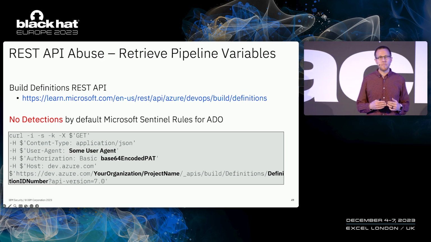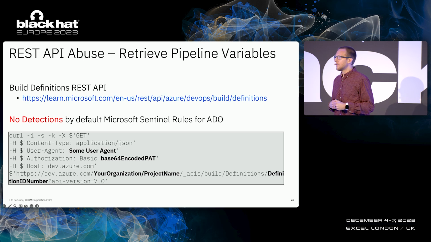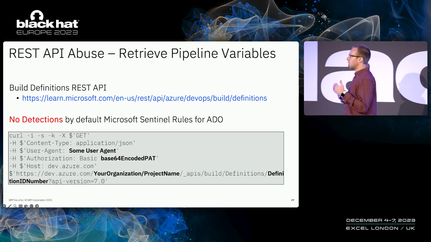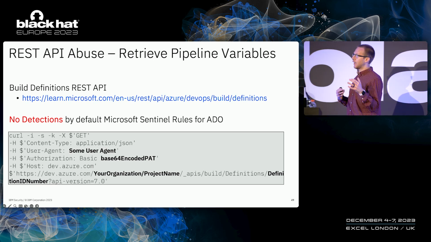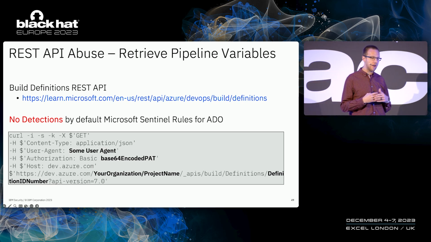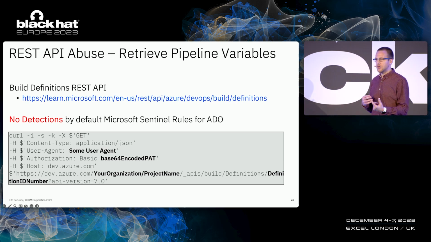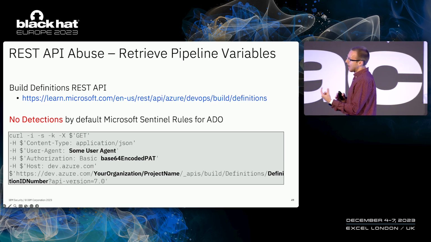You can also retrieve pipeline variables via the build definitions REST API. So I mentioned previously there's build pipeline variables and secret variables. So the actual build pipeline variables, you're going to be able to get the variable names and the actual values. And then for the secrets, you're just going to be able to get the secret name, not the actual value.